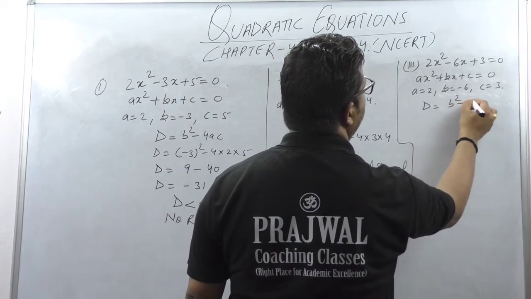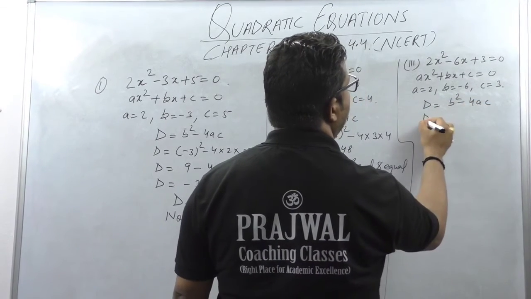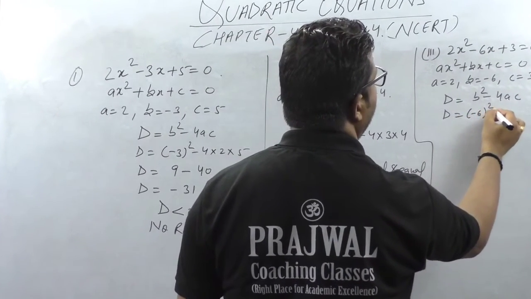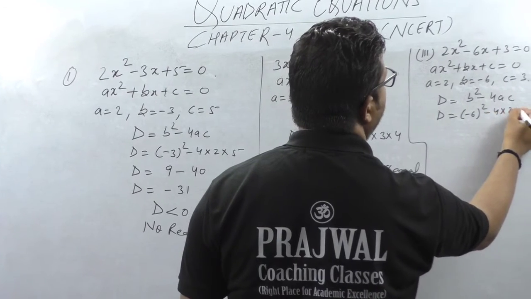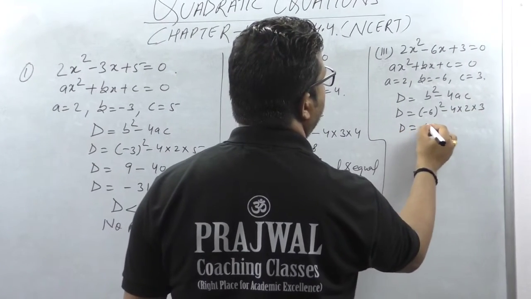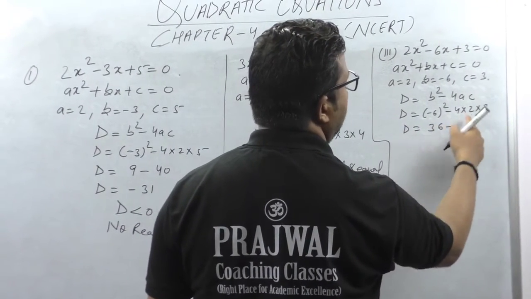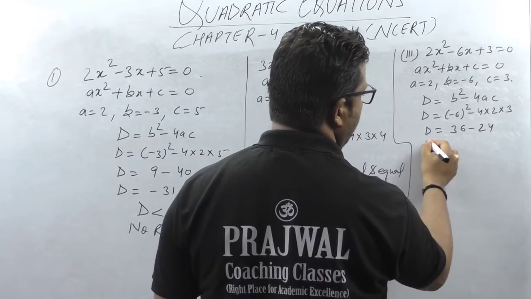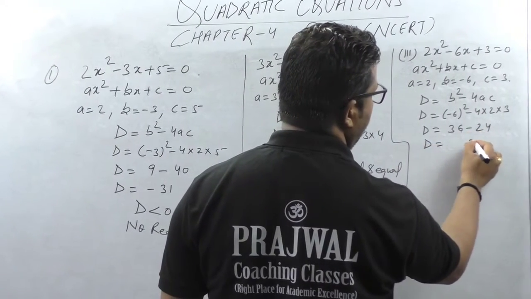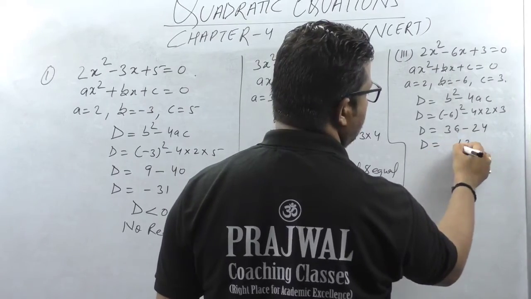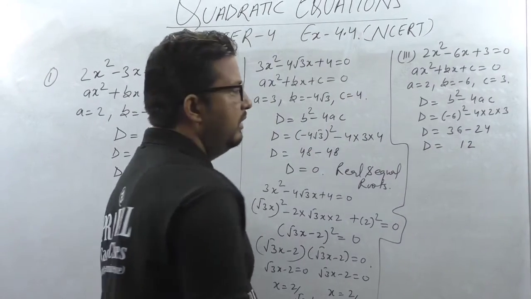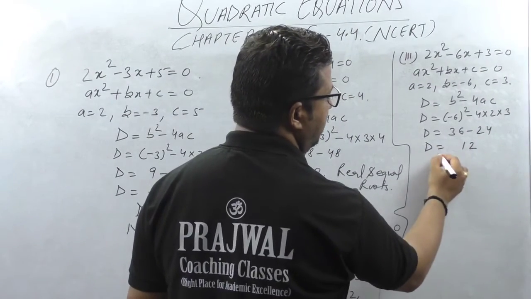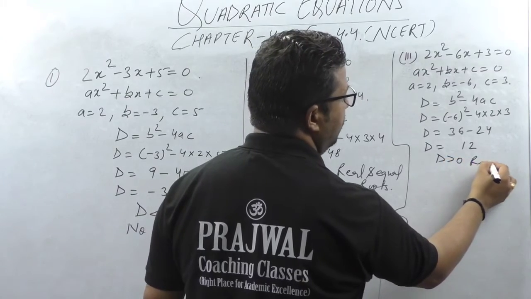So you have to find D. The D formula is b² - 4ac. So b is -6, whole squared, which is 36, minus 4 times 2 times 3, which is 24. Now 36 minus 24 is 12. So because D is coming greater than 0, you will write real roots.